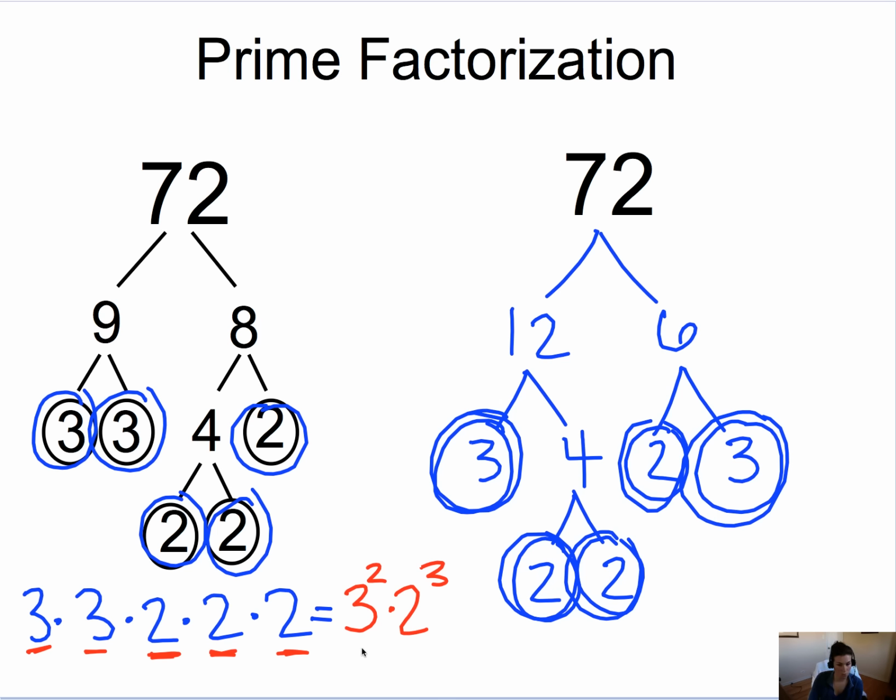Now you can check that. If you type in your calculator 3 squared times 2 to the third power, it will equal 72. That's the prime factorization of 72.